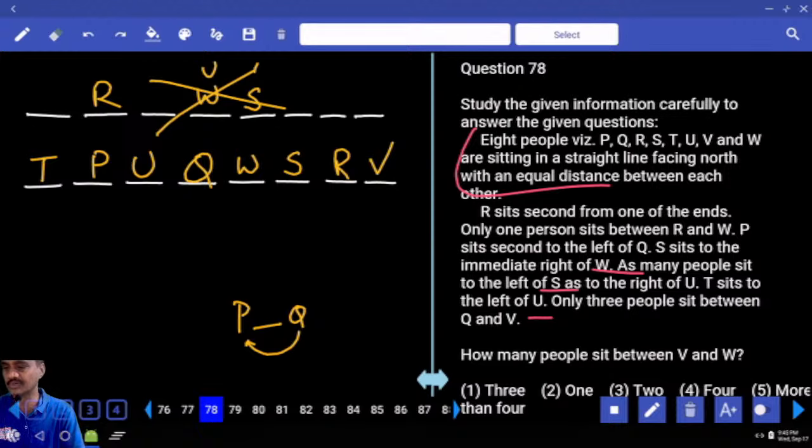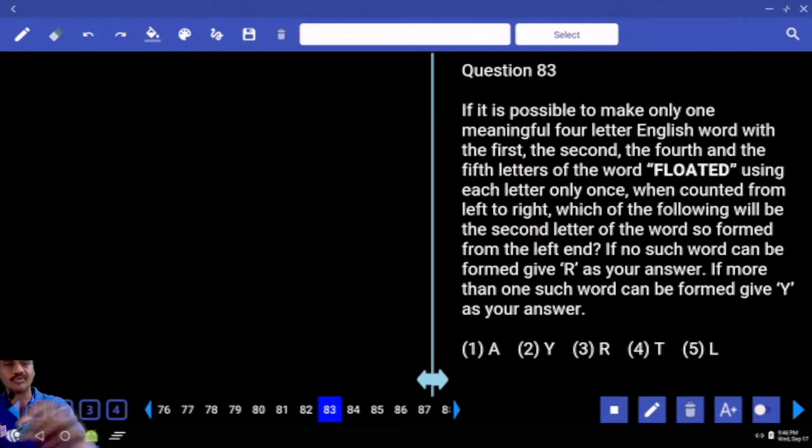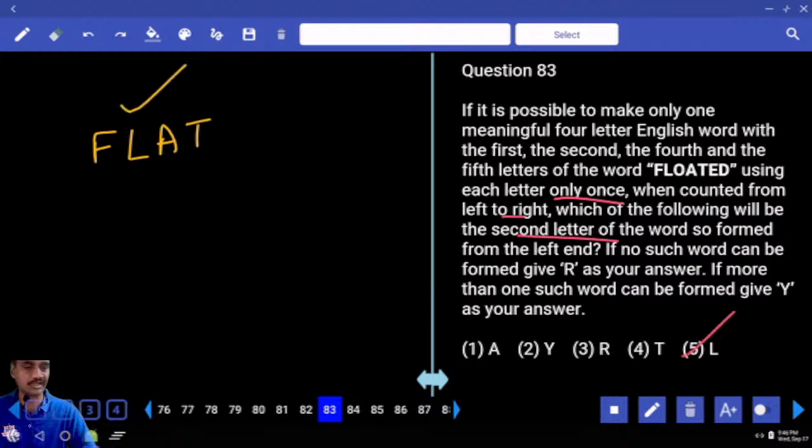Then, question number 83. Now in this 83, tell me what is the question we have? Word formation. Form a meaningful English word with 1, 2, 4, 5. What are the letters we have? 1, 2, 4, 5. Clear? Then, using each letter only once, when counted from the left to right, which is the following, the second letter of the word? What is the second letter? L. L is the second letter, choice 5, question number 83.